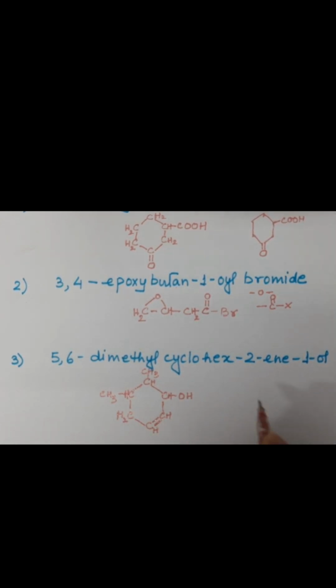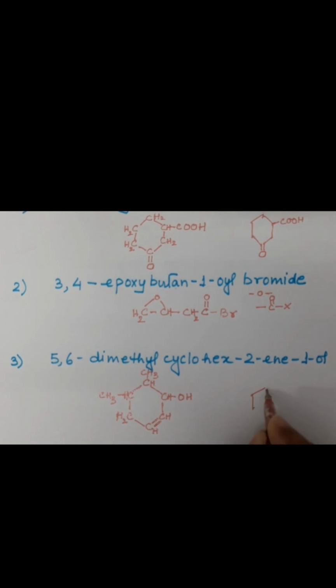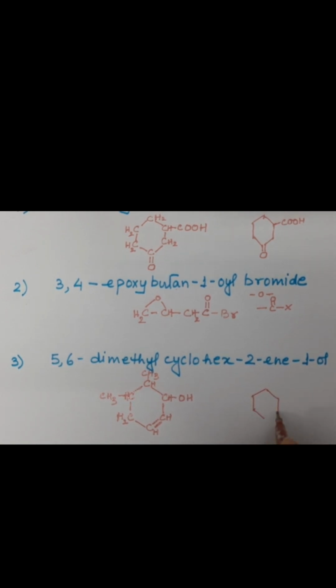So this can also be written as 1, 2, 3, 4, 5, 6. Double bond here. Here it is an OH, okay? And here it is a CH3, and again here it is a CH3. I hope you have understood, students, how to do it.